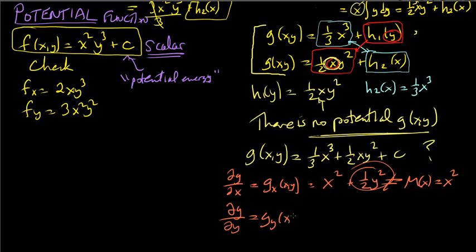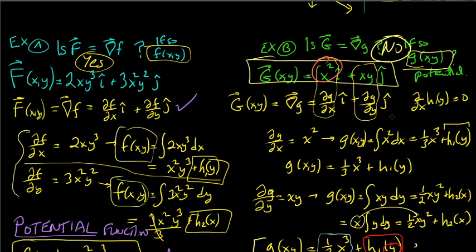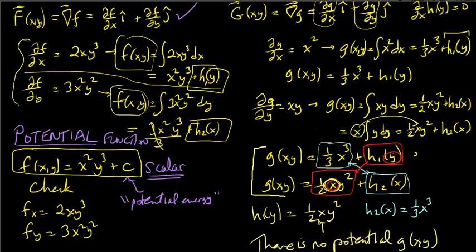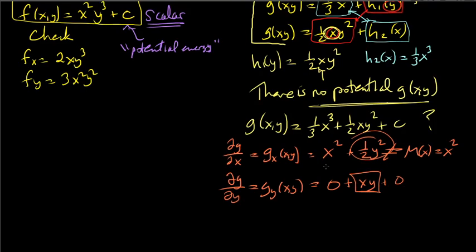If we take the partial with respect to y, we get 0 plus xy, and then the derivative of c is 0. So yeah, the y component works just fine. The y component was xy, as it was up here. But they both have to work, right? A vector field consists of the two component functions, the m and the n, and they have to work for both. So the problem is that the x component, the m, is not what it should be.